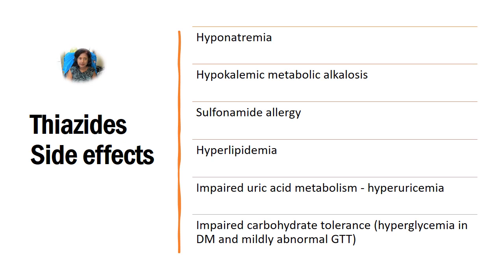On the other hand, some of the side effects of thiazides include low sodium, hyponatremia, hypokalemic metabolic alkalosis, sulfonamide allergies as mentioned before, hyperlipidemia, impaired uric acid metabolism or hyperuricemia, and impaired carbohydrate tolerance. Especially, it has to be monitored in patients with diabetes mellitus if given.